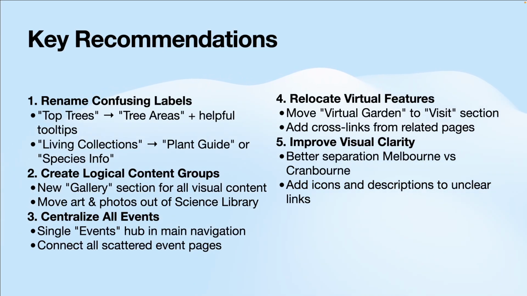Third, centralize all events in a single event hub in the main navigation to connect scattered event pages. Fourth, relocate virtual features by moving the virtual garden to the visit section and adding cross links from related pages. Finally, improve visual clarity with better separation of Melbourne versus Cranbourne sections and add icons and descriptions to unclear links.